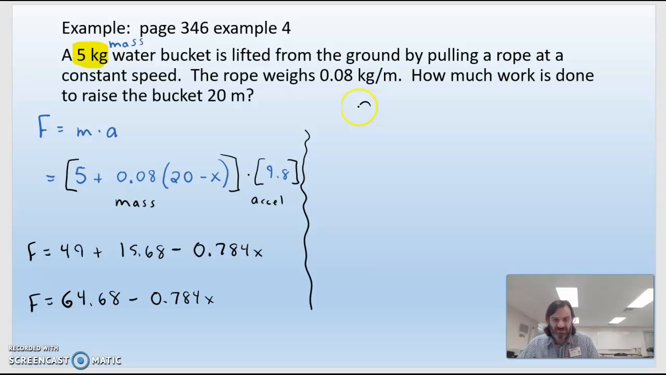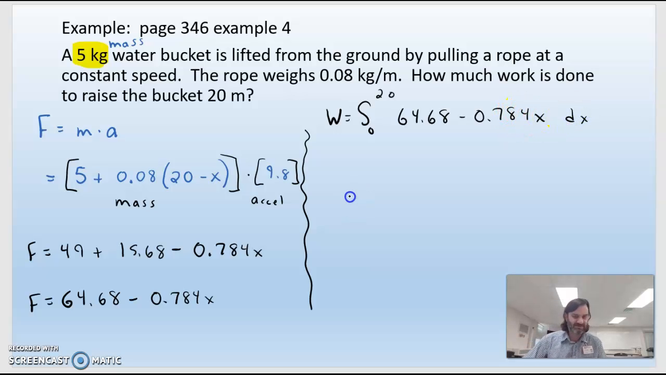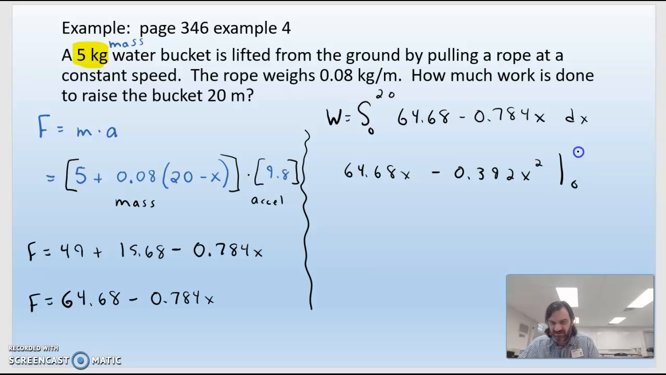So let's set up our integral. It'll be from 0 to 20. This is for our work, times our force, 64.68 minus 0.784x, and we're going to integrate that in terms of dx. So let's see here. That'll be 64.68x, and then minus, and we need to take the 0.784 and divide it by 2, so minus 0.392x squared from 0 to 20.